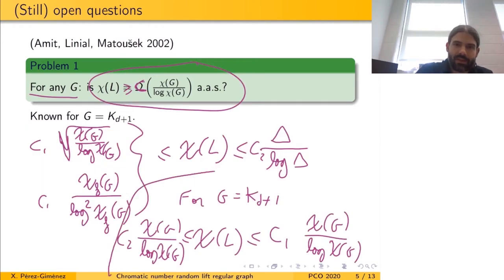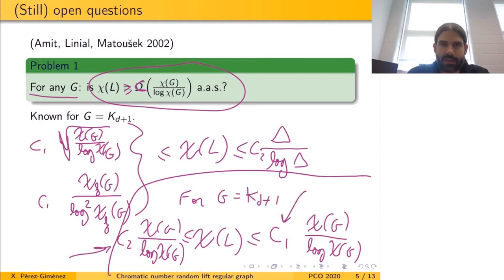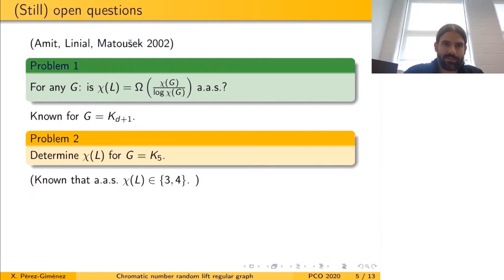The result on G being the complete graph does not try to optimize these constants. So it'd be nice to characterize the chromatic number of a random lift of the complete graph. And in fact, the first non-trivial case is when G is K5. For G equals K4, clearly the random lift is not bipartite, and since it has degree three, the chromatic number would be three. If you take the random lift of K5, clearly the chromatic number must be in this range, but it's not known what it is.